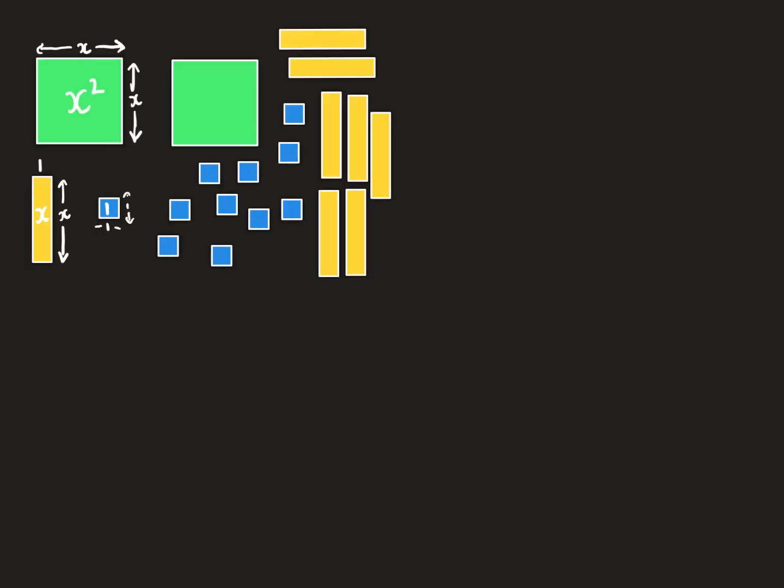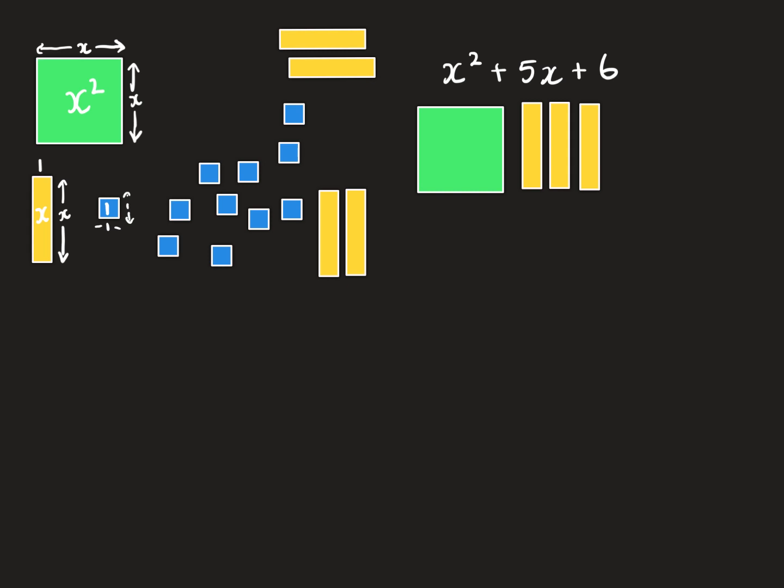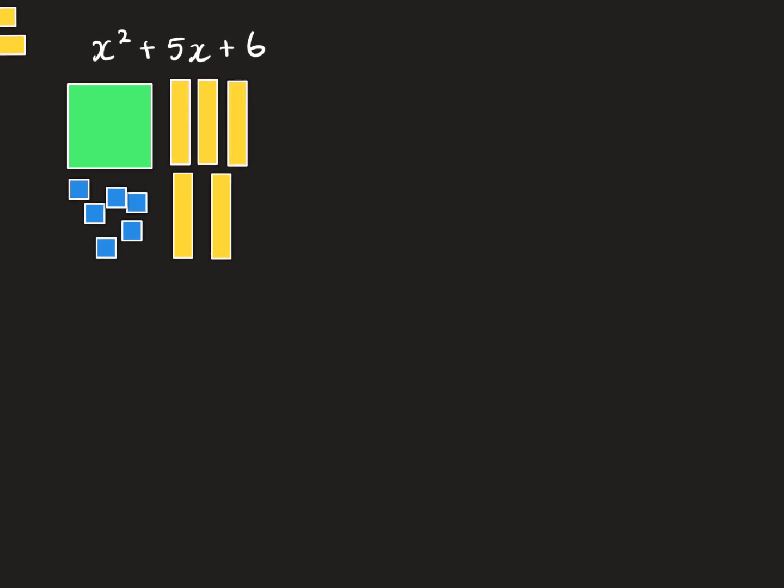Should we try another one? How about this one? X squared plus 5x plus 6. Now we want to factorize it, which means putting it into brackets. It's the opposite of FOIL. What are we going to need? First up, we're going to need an x squared. That's this green one. We're going to need 5 x's, 5 yellow ones. And we're going to need 6 of these little ones. Maybe you could have a think about how you could arrange them into a rectangle.